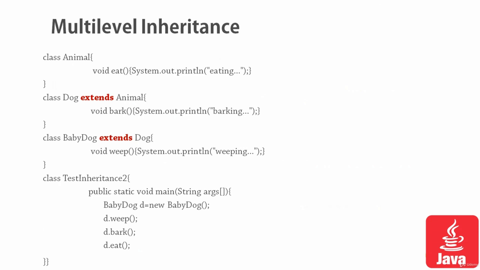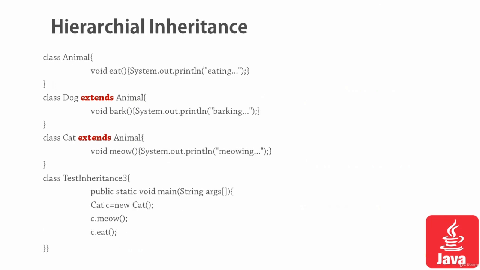Then we have multi-level inheritance, where we have one base class which has a derived class, and this derived class is the base class of another derived class. Animal class is the parent of dog class, and dog class is the parent of baby dog class. So we can create objects of different things. And similarly, we have hierarchical inheritance where we have two child classes and one base class, the parent class.